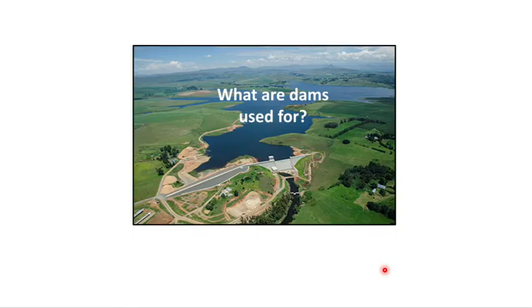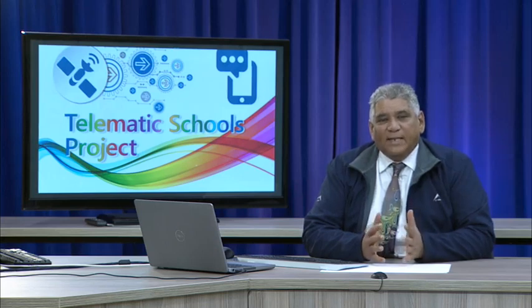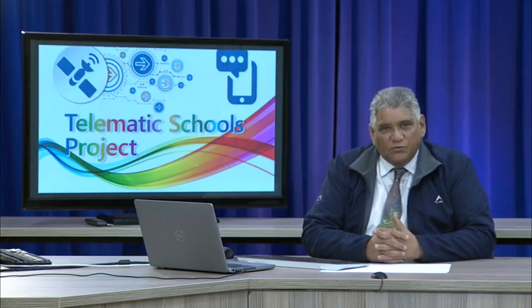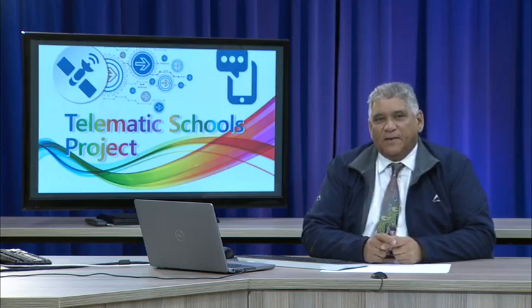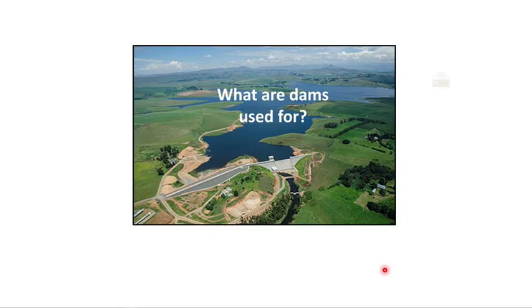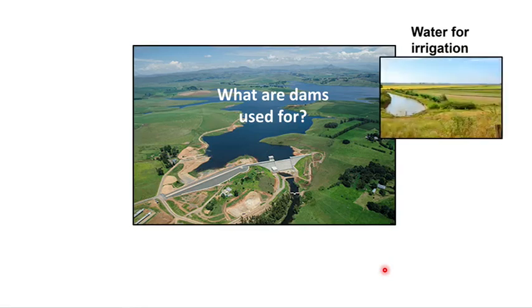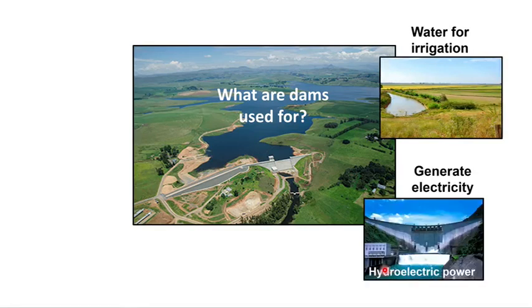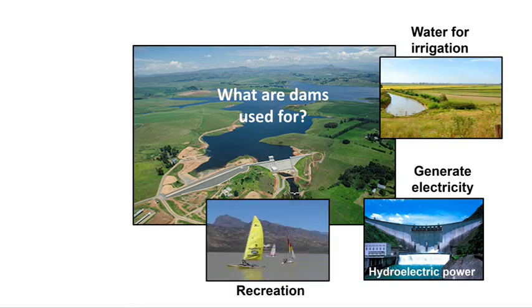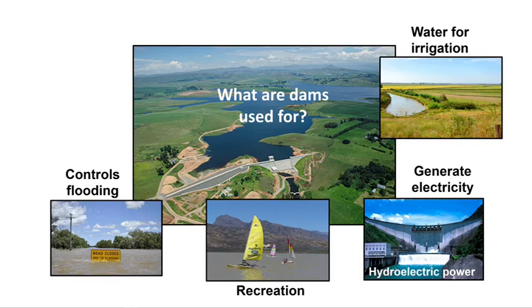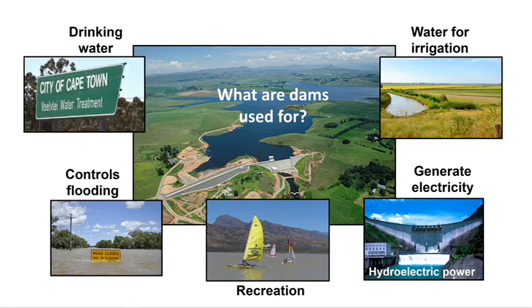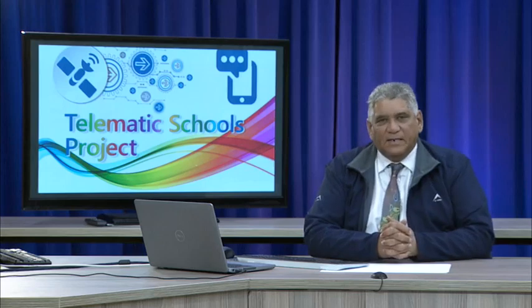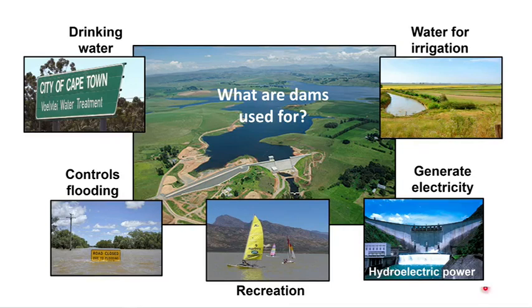Now, the following one is, if we have the dams, what can dams be used for? What are dams used for? This is a very important question, all right? So let's have a look at what dams are used for. Firstly, it's water for irrigation, all right? You've got a farm, you can use it for irrigation. Secondly, it can be used to generate hydroelectricity. Then, recreation. Look at all these lovely boats there. It controls flooding. And then, of course, drinking water. Right? So those are the most important uses of dams.